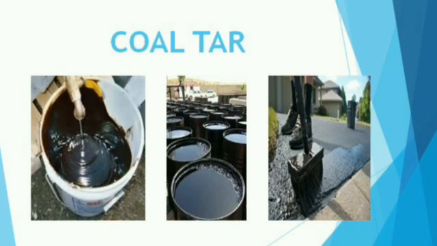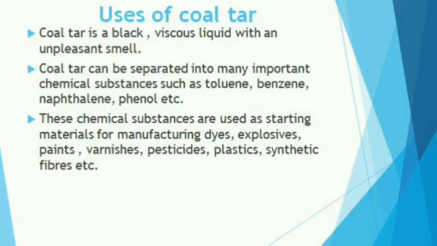Coal tar is a black viscous liquid. Viscous means thick. I have already said water is not an example of a viscous liquid, but honey is an example of a viscous liquid. Honey is thicker than water. Viscous means thick. Clear? Coal tar is a black viscous liquid with an unpleasant smell.